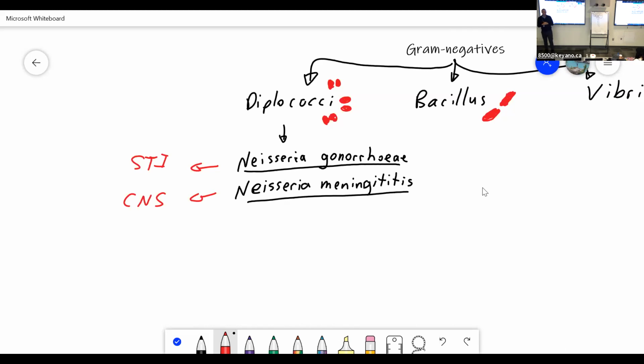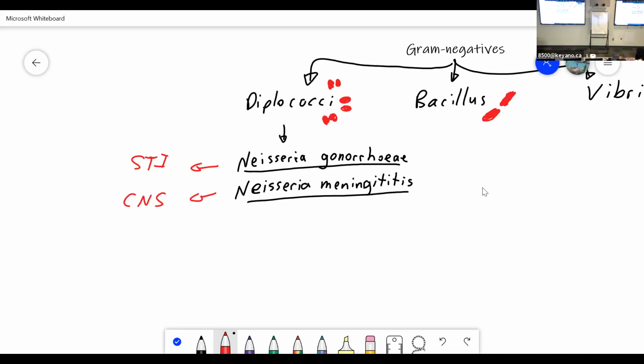There are other tests that we haven't talked about, like for example, Neisseria gonorrhea is maltose positive. That means it eats the sugar maltose, and I think meningitis does not. And so sometimes those tests are done as a follow-up just to confirm the actual diagnosis.